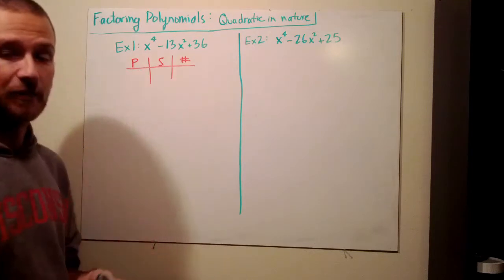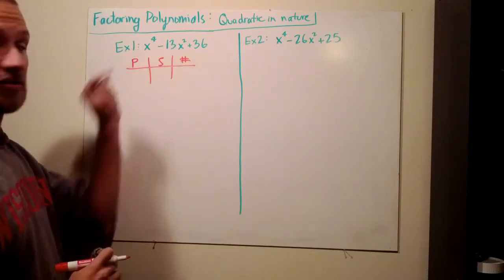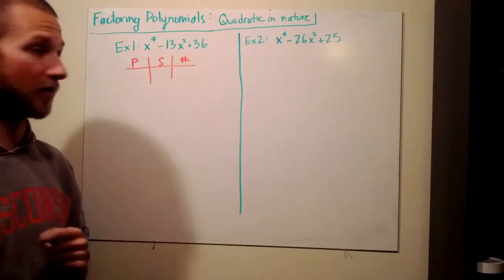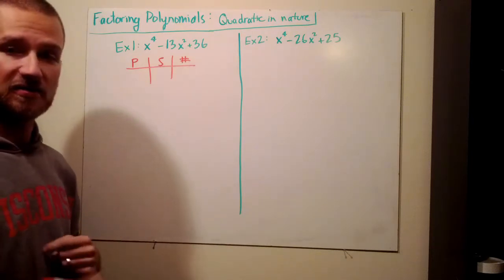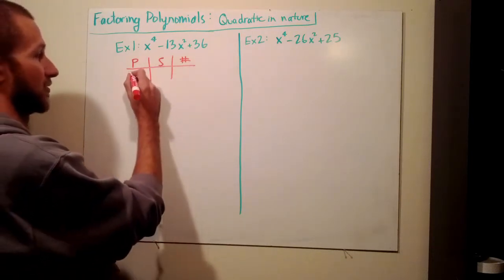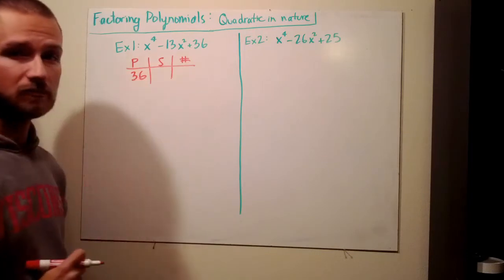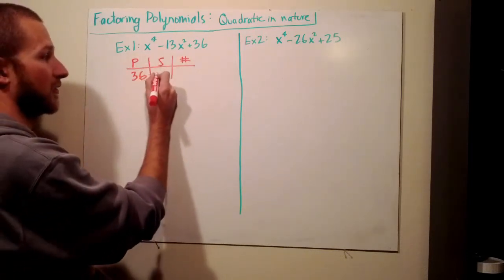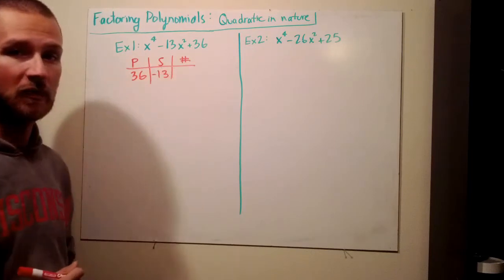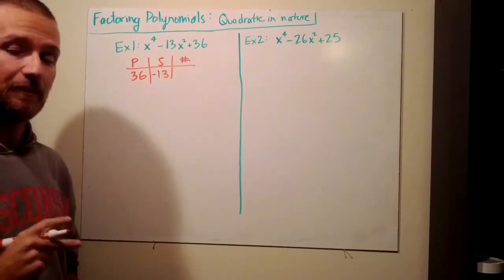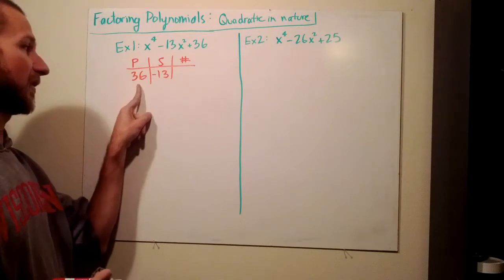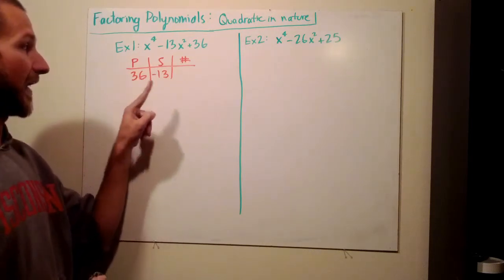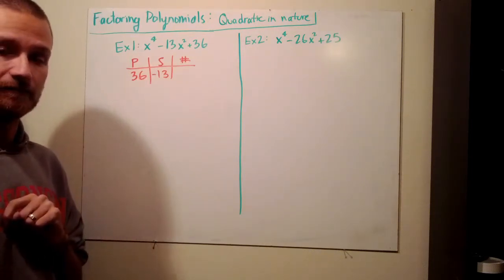For the product, we take the coefficient of the first term, which is just a 1 here that's not written, and 36, so 1 times 36 is 36. We're looking for these numbers to sum to the middle term, negative 13. So now I want to find a pair of numbers that when I multiply them together I get 36, and when I add them together I get negative 13.